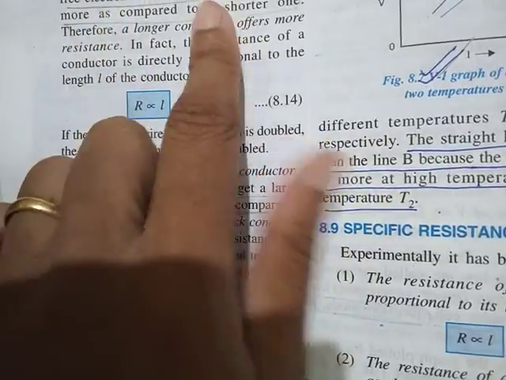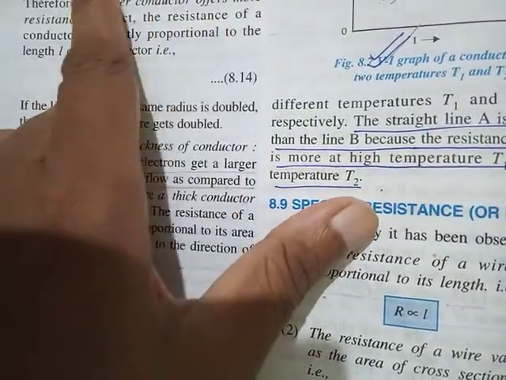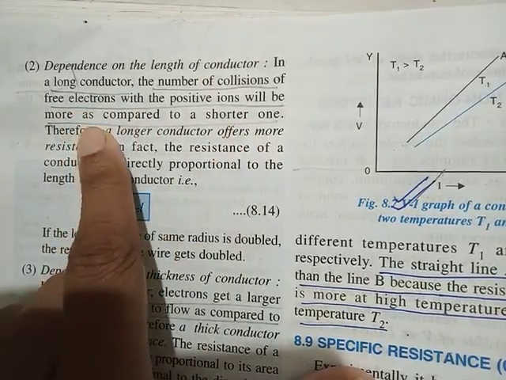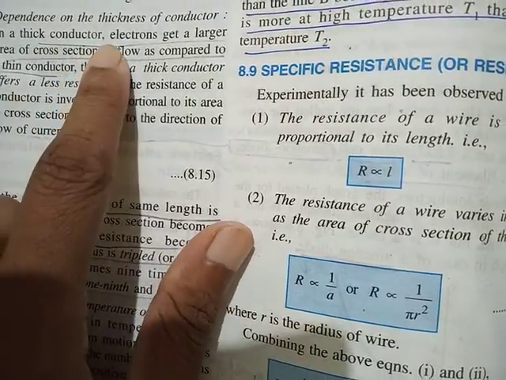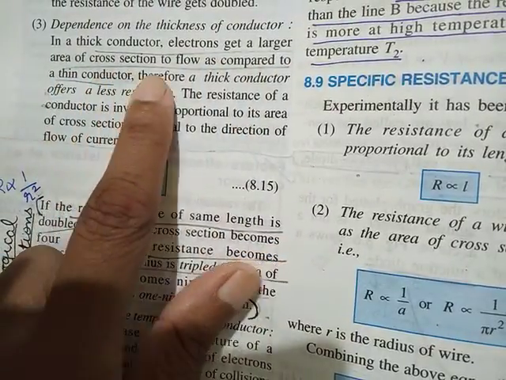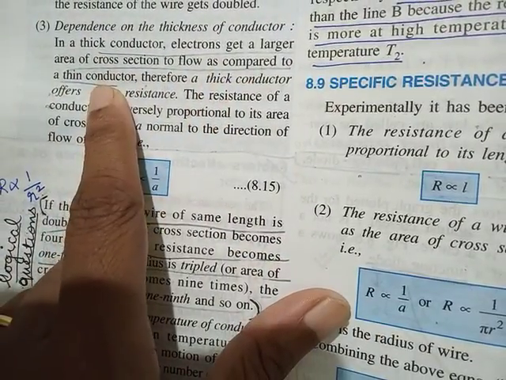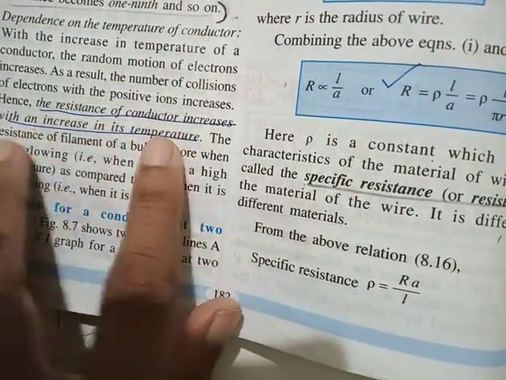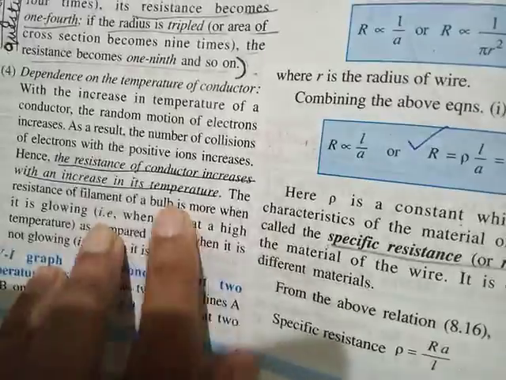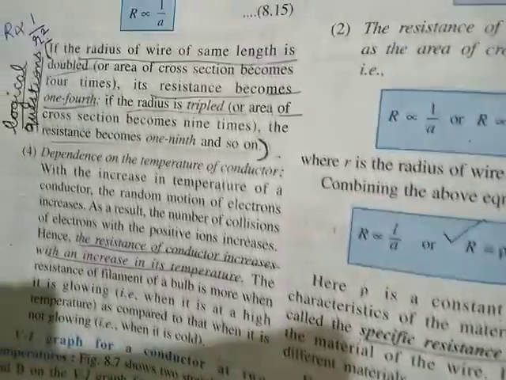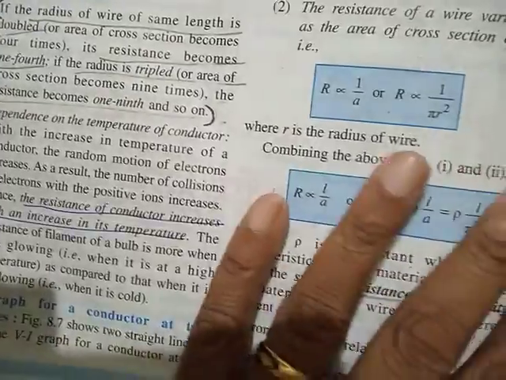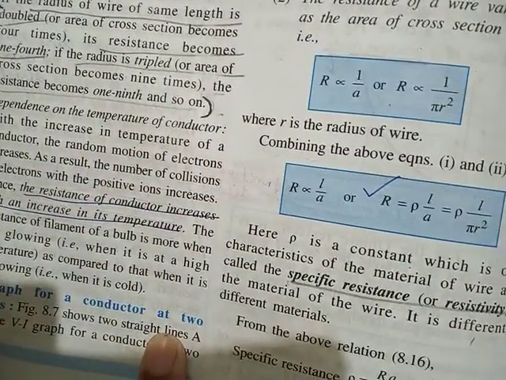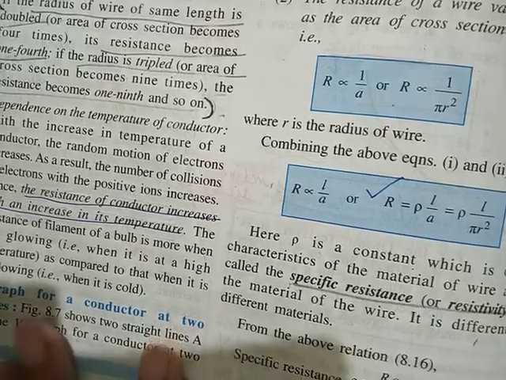In case of length, you remember, in a long conductor, the number of collisions of free electrons with positive ions will be more. In a thick conductor, electrons get a larger area of cross section to flow as compared to a thin conductor. And the resistance of a conductor increases with increase in temperature, because random motion of electrons also increases. Okay, so these are the factors affecting resistance and how they affect also.